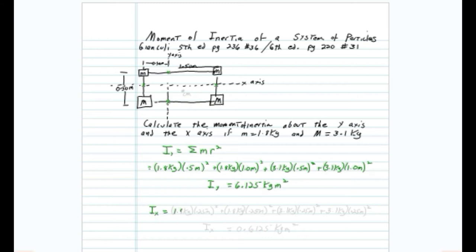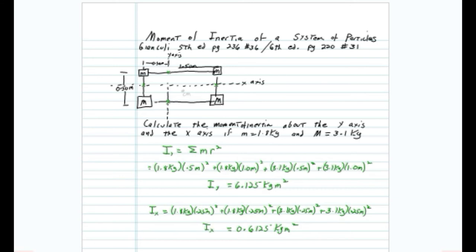So we have 1.8 kilograms times 0.25 meters squared, plus 1.8 kilograms times 0.25 meters squared again, plus 3.1 kilograms times 0.25 meters squared, plus 3.1 kilograms times 0.25 meters squared, and we add all that up. And we end up with 0.6125. Interesting that we get the same digits here, but one's 10 times different than the other.